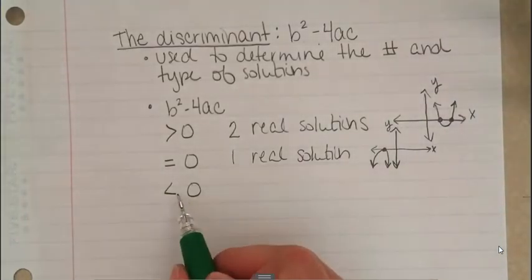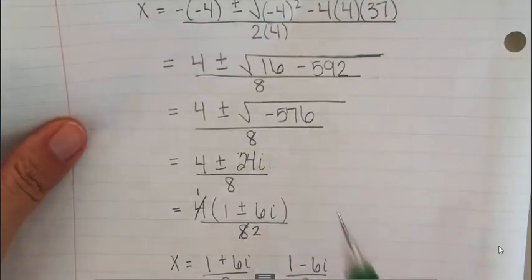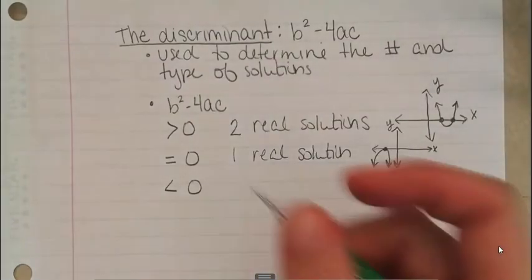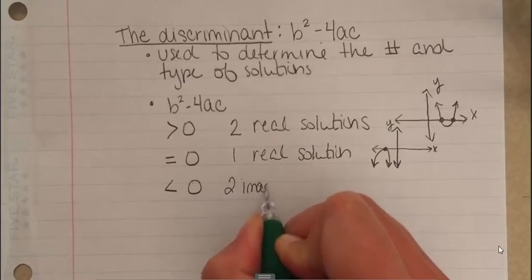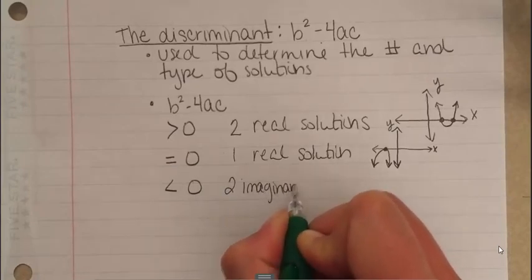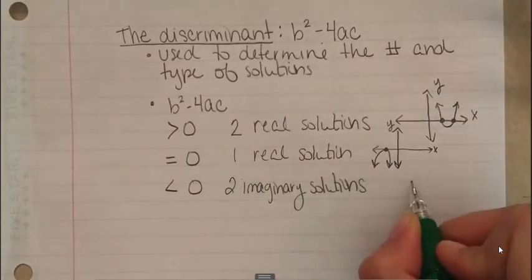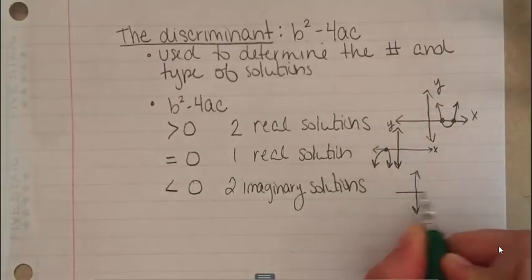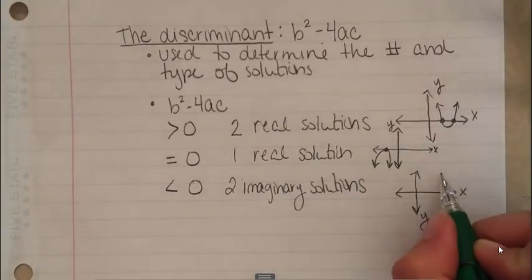All right, and then the last one is what happens when our square root has a negative under it, like example 1. Well, how many real solutions did we have? We didn't have any real solutions. Okay, so we're going to have 2 imaginary or complex solutions, which again, the graph of that will probably be a parabola out in space somewhere.